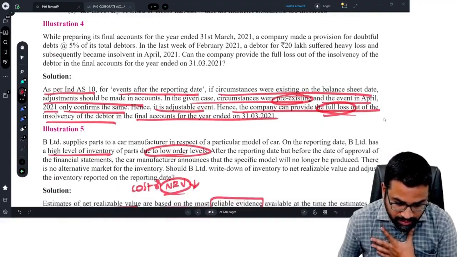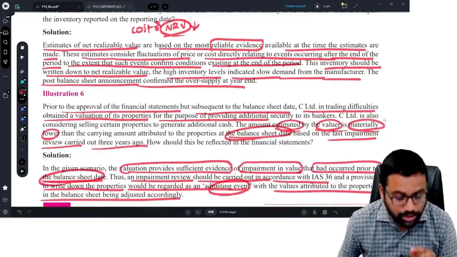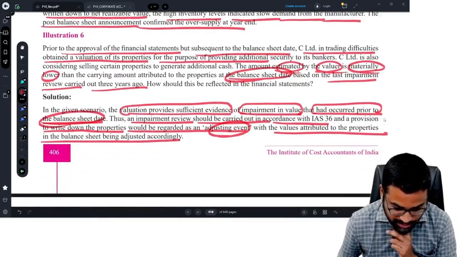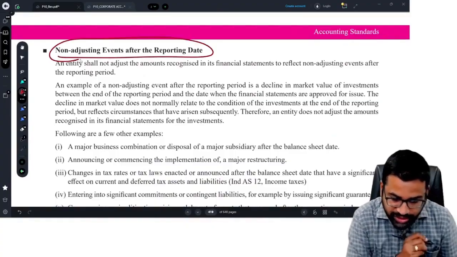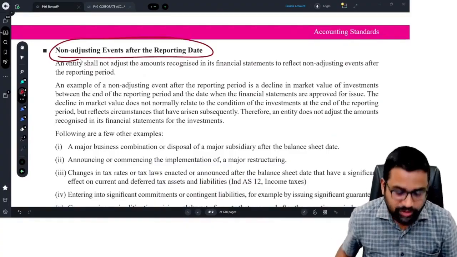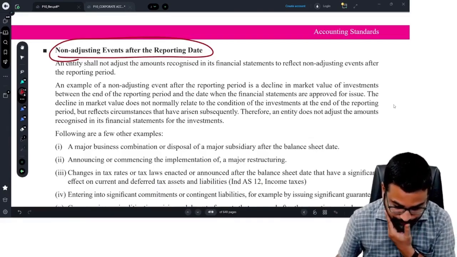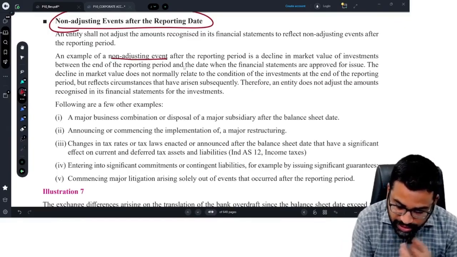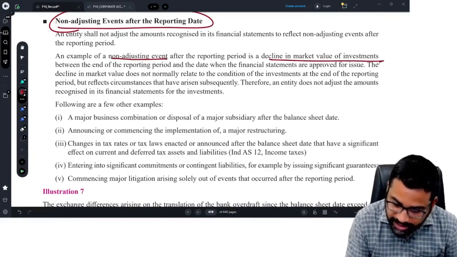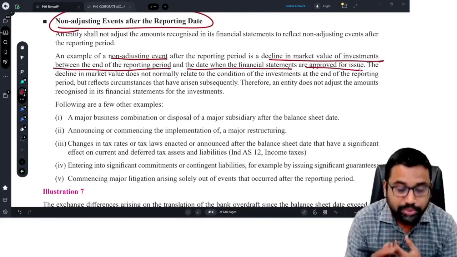Okay. And there are certain questions, very simple conceptual application questions. You can see it once. And non-adjusting events after the reporting date, we will not consider the effect of non-adjusting events. If required, we will disclose it in the board of directors report. Suppose for example, an example of a non-adjusting event could be a decline in the market value of investment between the reporting period and the date when the financial statements are approved for issue.